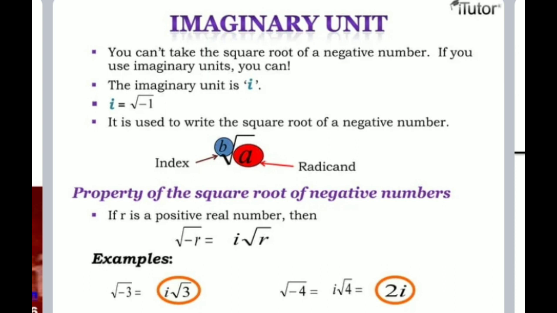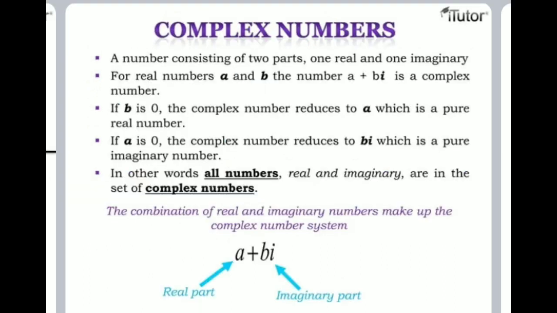In the radical, b is the index and a is the radicand. Property of the square root of negative numbers: if r is a positive real number, then the square root of negative r equals i times the square root of r. Examples: the square root of negative 3 equals i square root of 3. The square root of negative 4 equals i square root of 4, which equals 2i.